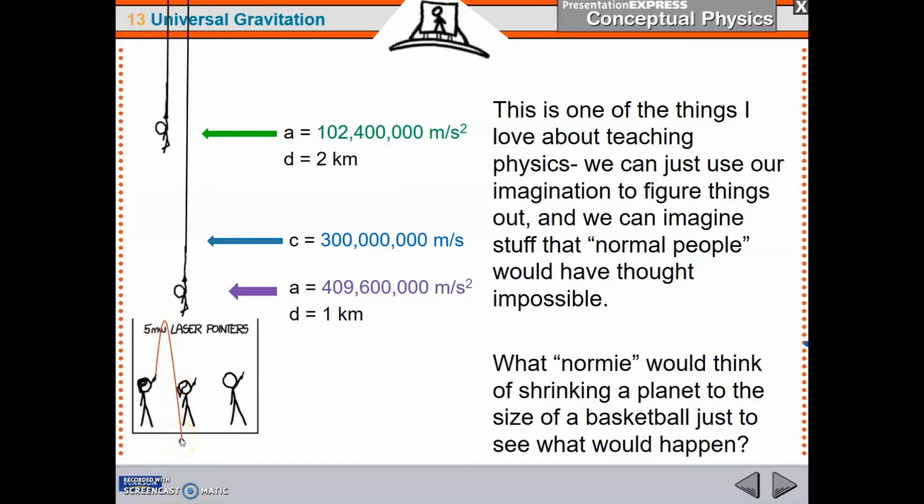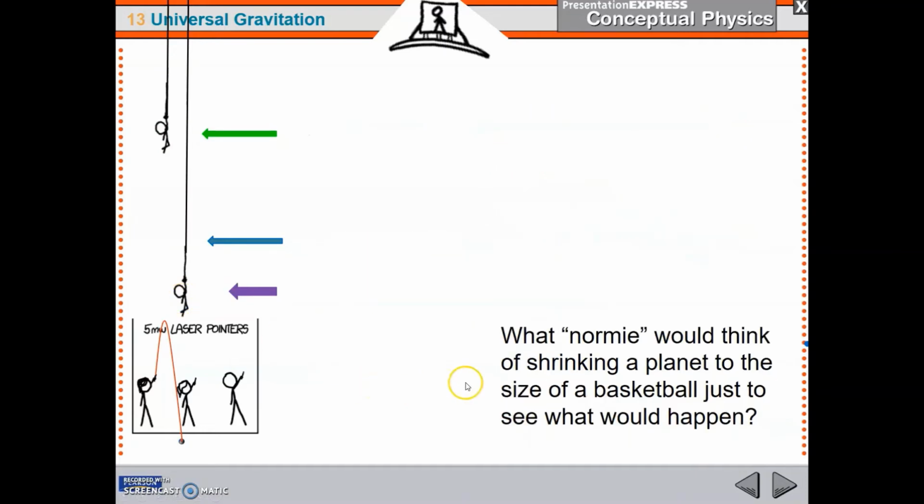Nothing could escape it. The acceleration would be bigger than even the speed of light. So the force of gravity, which produces this acceleration, this tremendous acceleration, the gravity alone is going to suck everything down under the surface of the Earth. Please note, you would have to shrink the Earth to less than a kilometer. If it were at 2 kilometers, that would still be just big enough. So this guy could shine a light up and the light would get out, but this guy can't. What normie would think of shrinking a planet to the size of a basketball just to see what would happen? I like that.